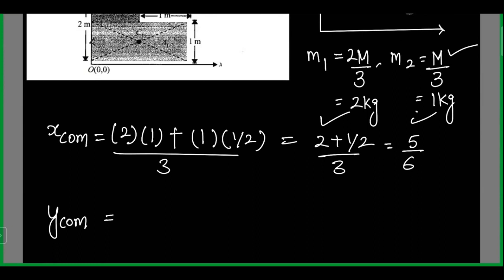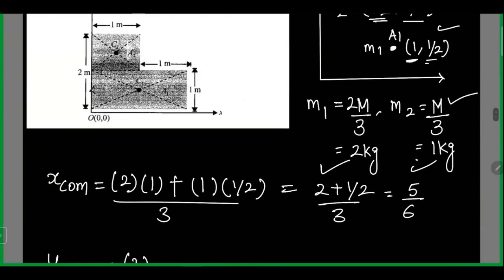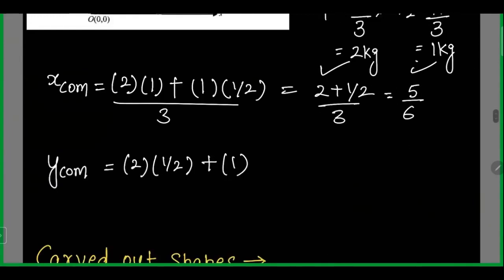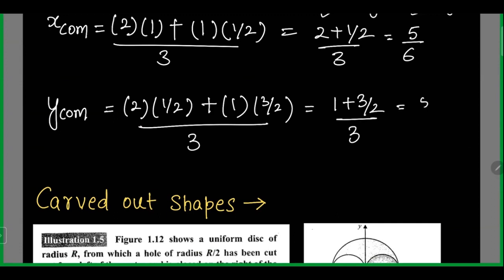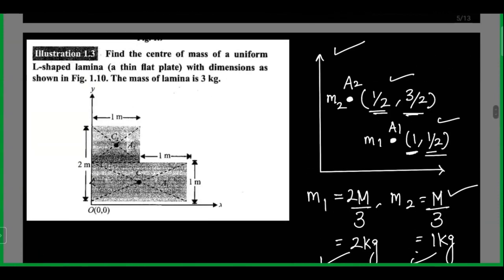Now let's find YC1. How do you find YC1? Again, first mass, and what is the y coordinate of the first mass? Half, so I will multiply with half, plus the second mass, and what is its y coordinate? That is 3/2. Divided by total mass, which is 3. So if you solve it, you will get 1 plus 3/2 over 3, so this is again 5/6. So both are 5/6, 5/6. So this will be the center of mass of this entire body.